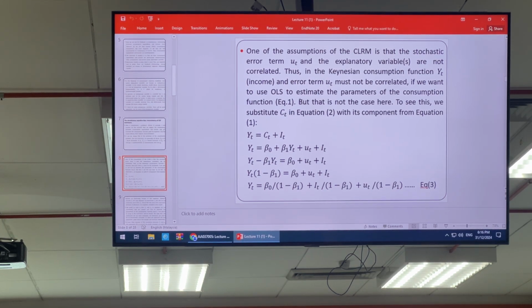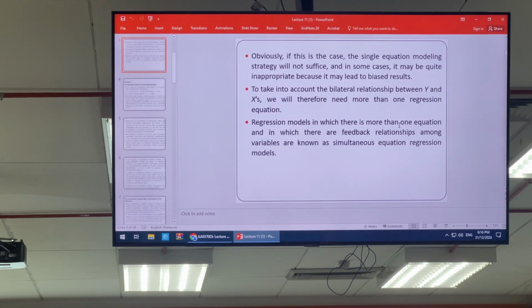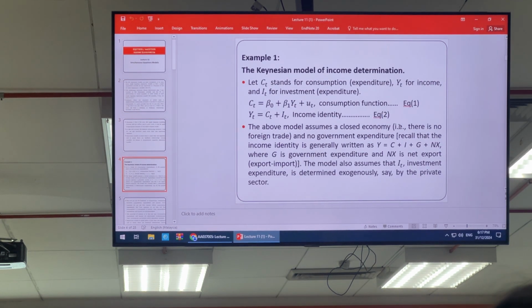If we want to use ordinary least squares to estimate the parameters of the consumption function given by equation 1, this must hold, but that is not the case here. To see this, we substitute the consumption Ct in equation 2 with the expression from equation 1. So you replace Yt with this one. Instead of Yt, you use Ct plus It, in the first equation.